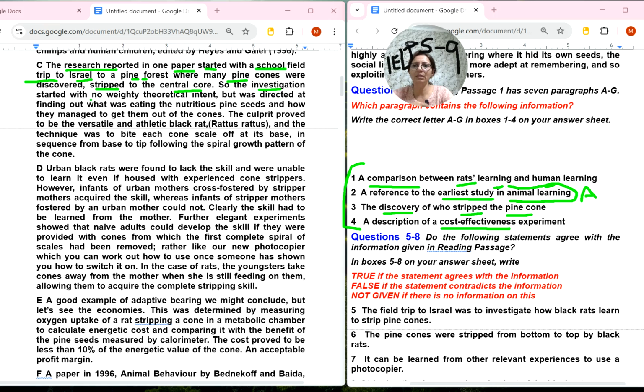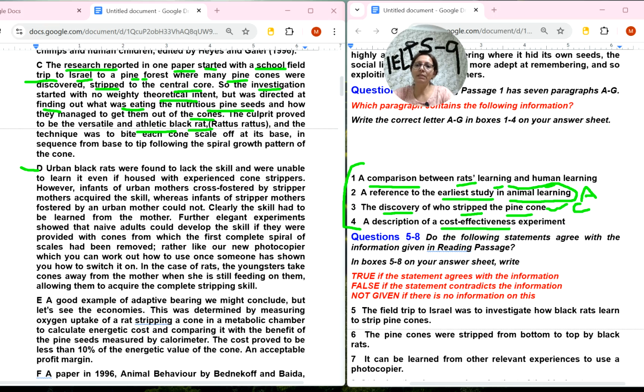So the investigation started with no weighty theoretical intent, but was directed at finding out what was eating the nutritious pine seeds. So it means the discovery of who stripped the pine cone, and how they managed to get the seeds out of the cones. The culprit proved to be the versatile and athletic black rat, and the technique was to bite each. Okay, here the culprit is the black rat. So of course we have found the third question also. So we will match the C number paragraph with the third number.